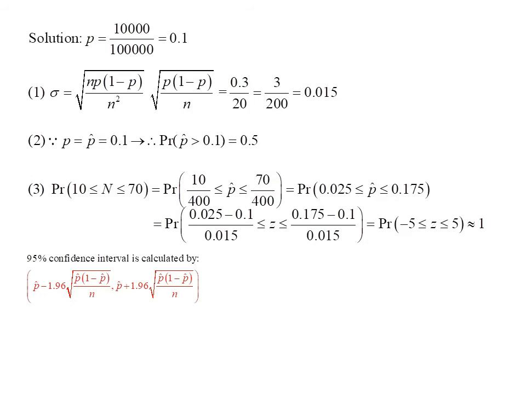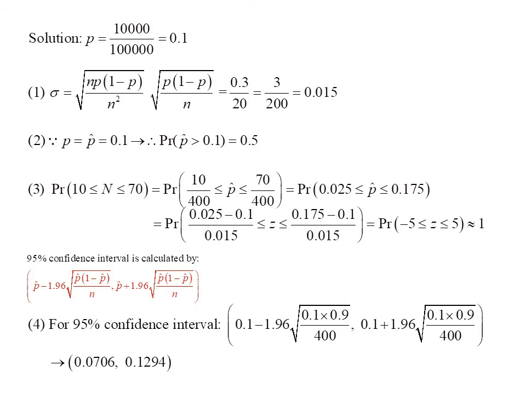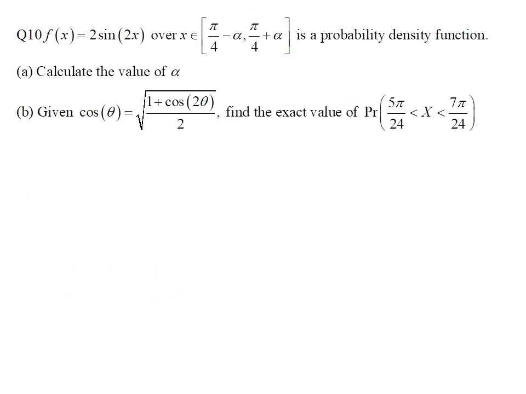Based on the formula to calculate this 95% confidence interval, the calculated confidence interval is between 0.0706 and 0.1294. The last question of this paper is a probability question with a circular function as its probability density function.